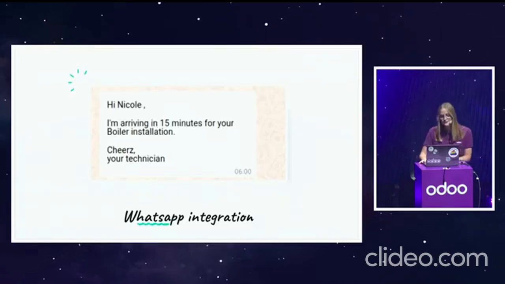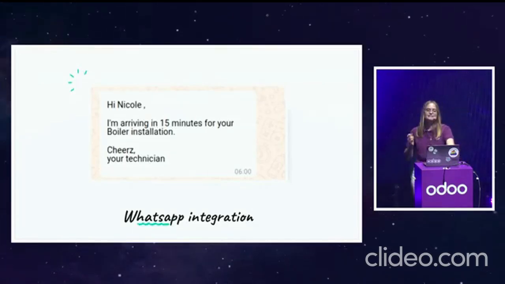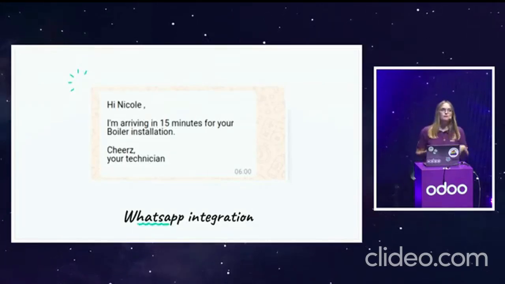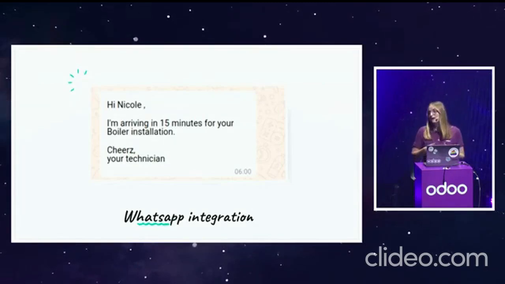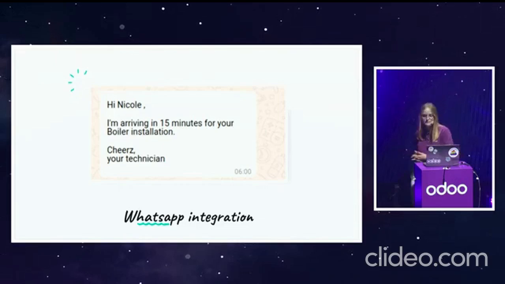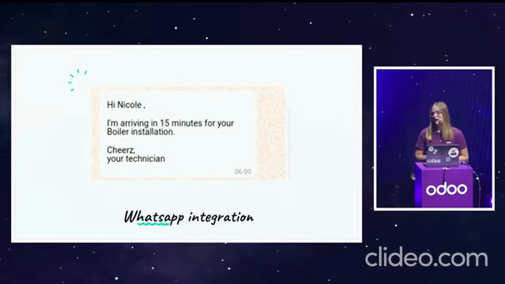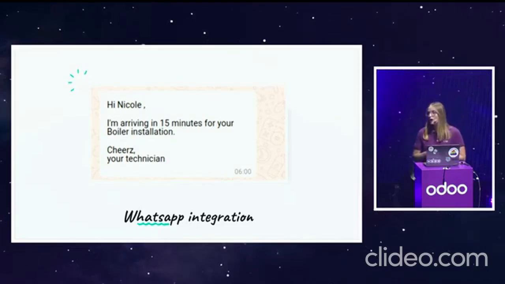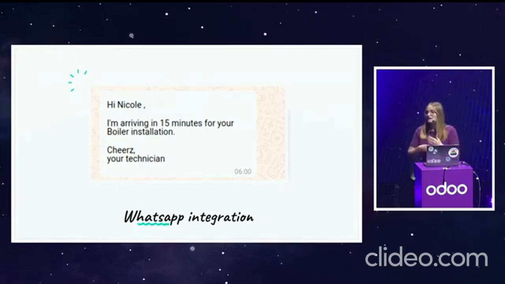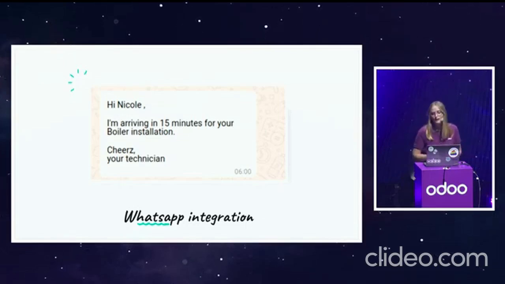Okay, so first of all, the WhatsApp integration. You might remember it from last year's OXP. Well, we now have the WhatsApp integration with Odoo, and this is also possible for field service. So your technician can warn the customer when they come, or warn them if there's any traffic delay, for instance.